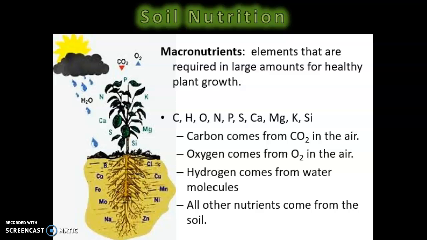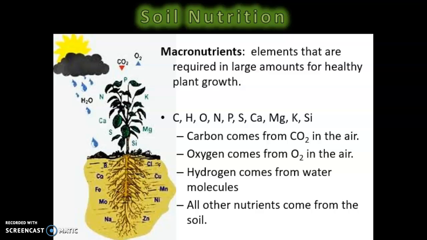Here we have a list of macronutrients that include elements like carbon, hydrogen, oxygen, nitrogen, phosphorus, sulfur, calcium, magnesium, potassium, and silicon. Now, not all of these elements the plant gets from the soil. For example, carbon the plant absorbs from the air, so the leaf takes in carbon dioxide, and that's where they get their carbon. Oxygen also comes from the air, not from the soil.